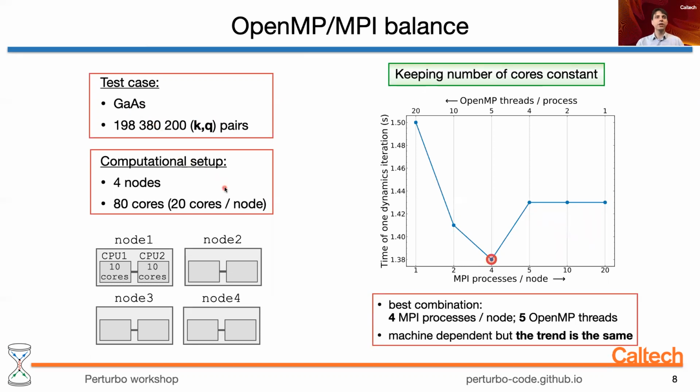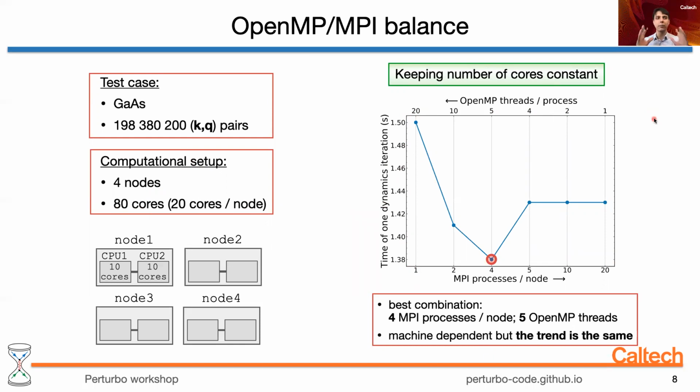As for the computational setup, I used 4 nodes and 80 cores in total, so 20 cores per node. What I would like to show here is the time of one real-time dynamics iteration on the y-axis as a function of MPI processes per node on the bottom x-axis, as well as the number of OpenMP threads per MPI process on the top x-axis. So the key idea here is that I keep the number of cores constant.